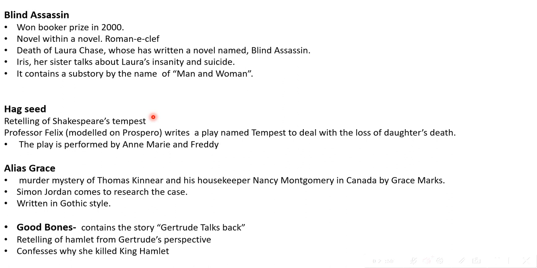The play is being performed by Anne Marie and Freddie. Freddie is the son of an enemy of Felix, so Felix is not ready to let them marry. But at the end, as the play is Tempest, he gets an insight and says, okay, I'm ready for the marriage. So here also, Professor Felix understands the situation and allows them to marry.